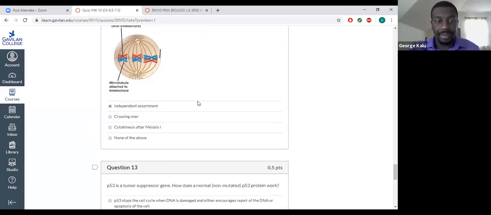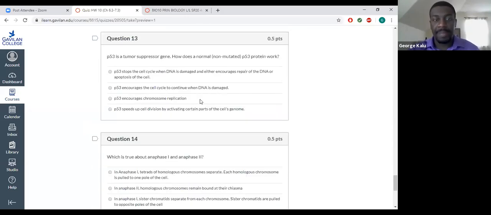Perfect. Okay, question 13. So P53 is a tumor suppressor gene. How does a normal, non-mutated P53 protein work? We've got A, P53 stops the cell cycle when DNA is damaged and either encourages repair of the DNA or apoptosis of the cell. B, P53 encourages the cell cycle to continue when DNA is damaged. C, P53 encourages chromosome replication. Or D, P53 speeds up cell division by activating certain parts of the cell's genome.